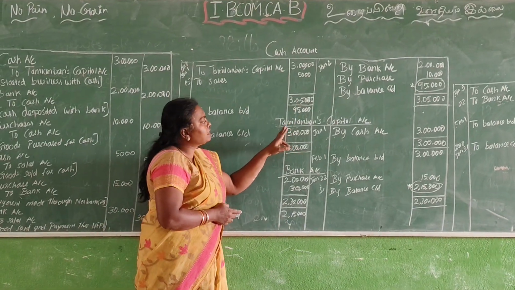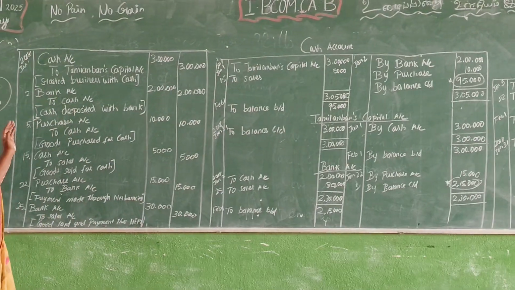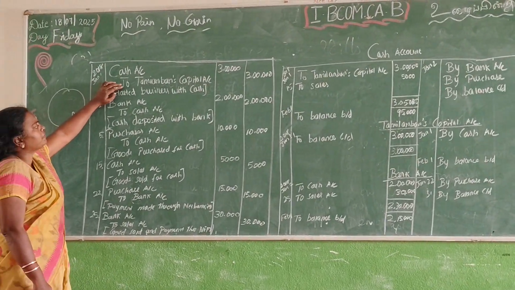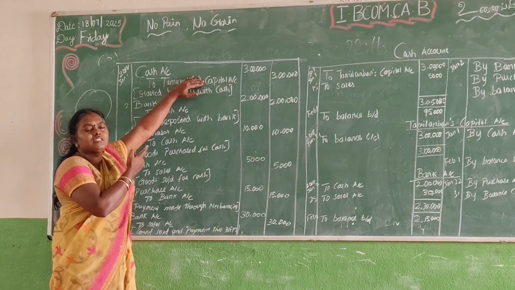Okay. The next thing is Tamil Advance capital. Again you come to the journal entry. You look up Tamil Advance capital. Now you close the Tamil Advance capital. What is the opposite term?